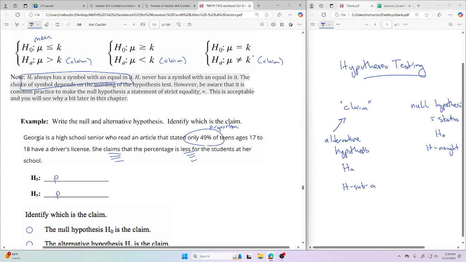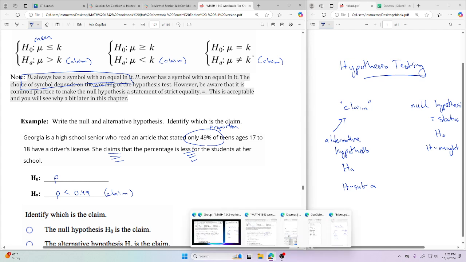So P. Now she's saying less. Is that less right there? Less, and less than what? Yes, number-wise, 49, very good. And again, that's a claim. I'm going to keep writing that at the bottom. You don't have to use parentheses, but that's the claim.